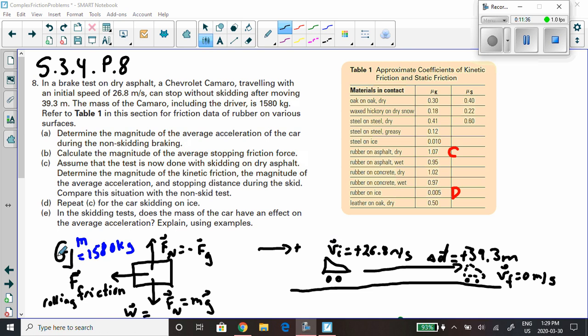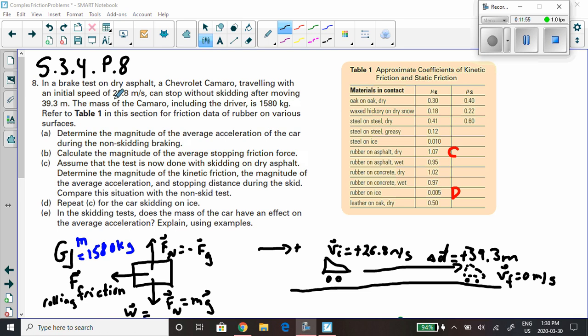What's up, G? G for given. And look, I've put in here a little picture. Here's the car. Okay, it's a Camaro. It's a sports car. See, it's aerodynamic. And its initial velocity, positive 26.8 meters per second. We're going to use positive. And then it moves forward, okay, till it stops.